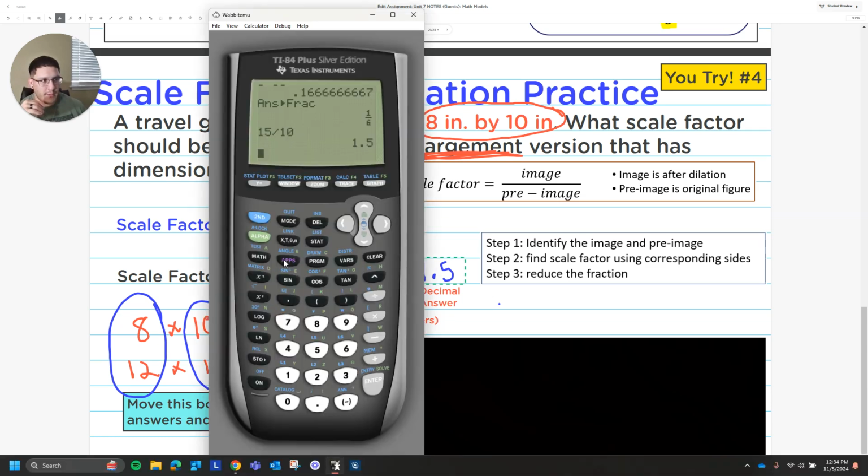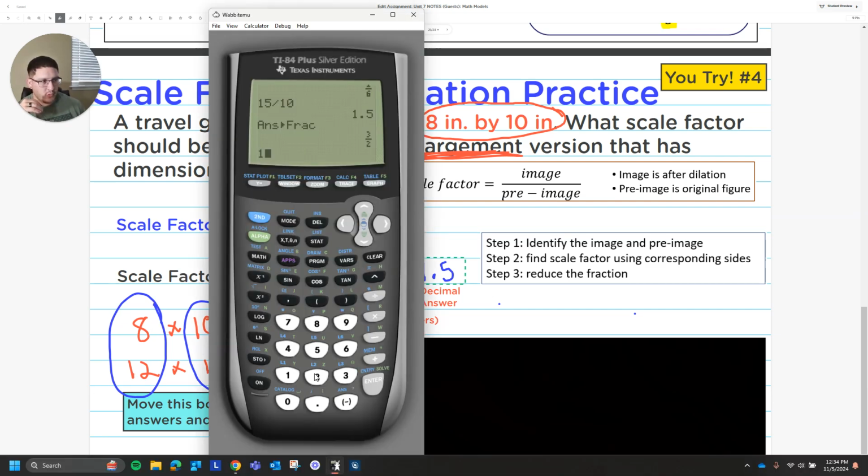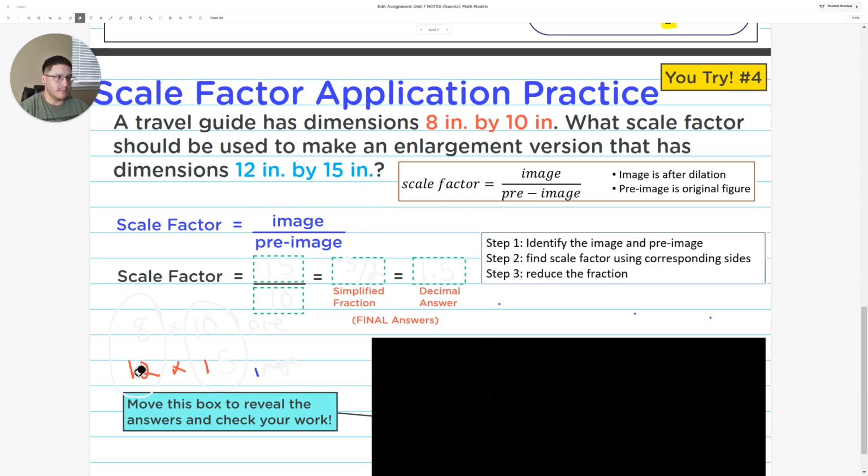Or, if you turn it into a fraction, 3 over 2. If you use 12 over 8, it's the exact same thing. So 12 divided by 8. Again, the image over the pre-image. And then change it by pressing math, enter, enter. 3 over 2. You'll get the exact same answers. That's it for you try number 4.